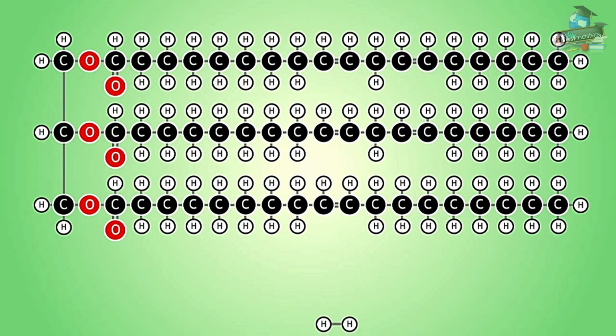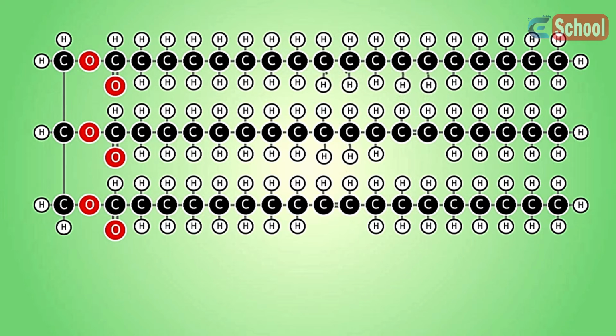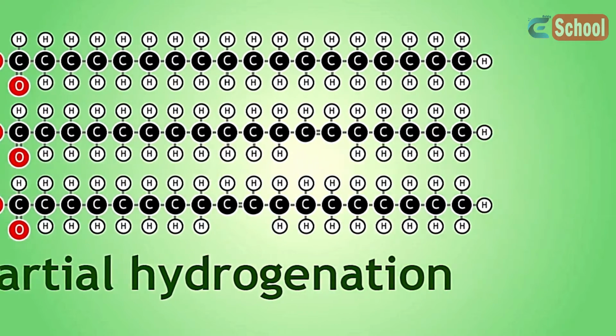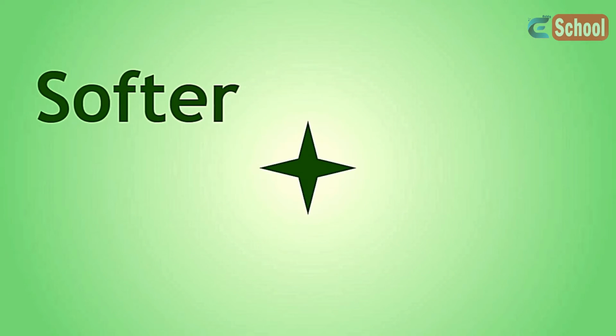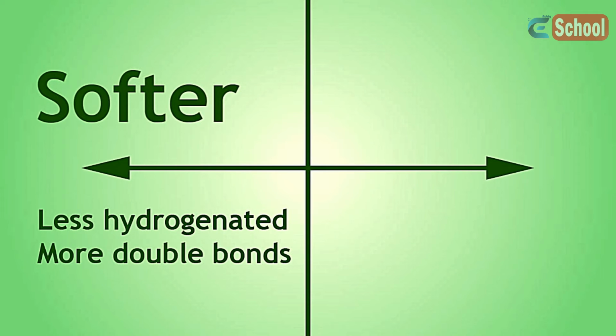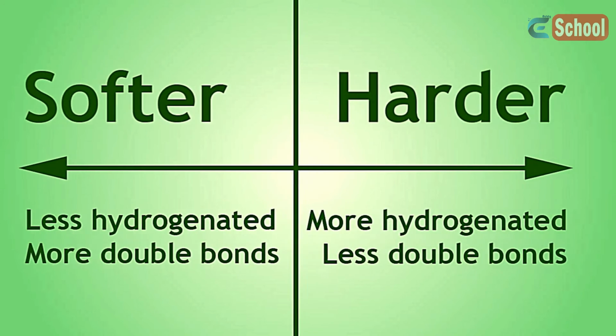In the production of margarine, only some of the double bonds of the polyunsaturated vegetable oils are hydrogenated. This is called partial hydrogenation. Softer and easier to spread margarine is less hydrogenated, whereas harder margarine is more hydrogenated.